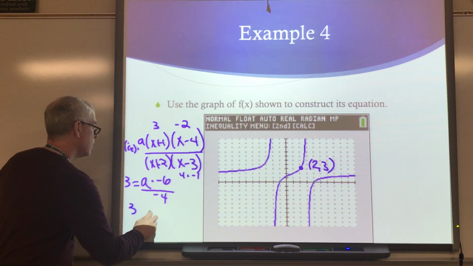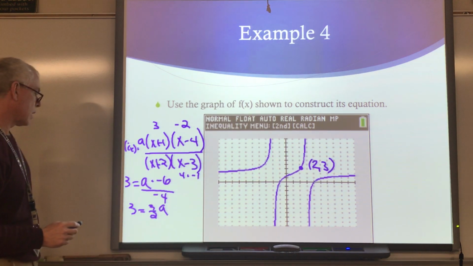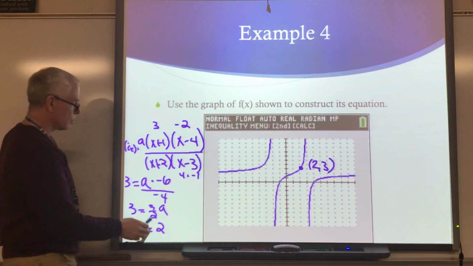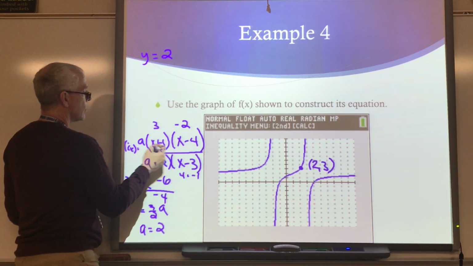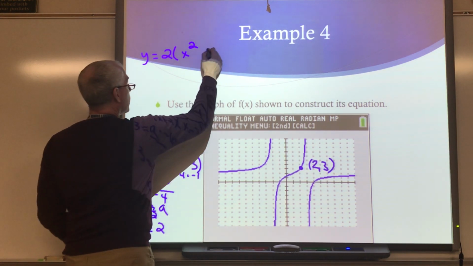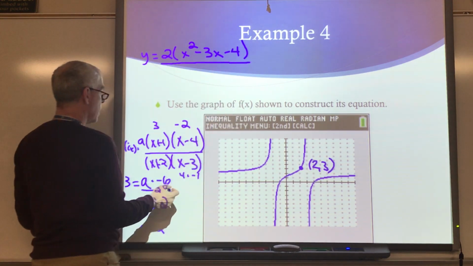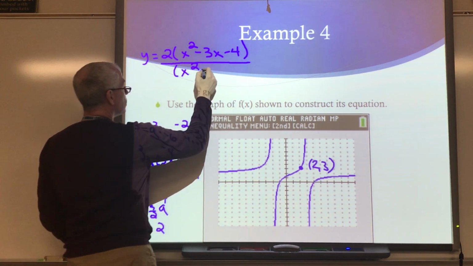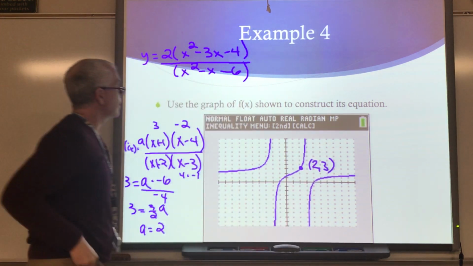So I've got 3 equals 3/2 A. Multiply both sides by 2/3 and I get A equals 2. And so now if you just put that 2 back into here, and then I'm going to multiply that out. So I've got x squared minus 4 plus 1 minus 3x and then minus 4. And then on the bottom, multiply that out. X squared minus 3 plus 2 is minus x and then minus 6. And so that's kind of where I'm going with this.